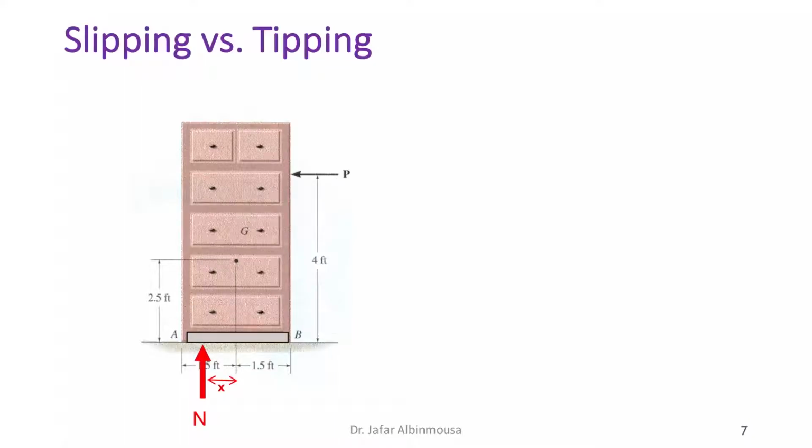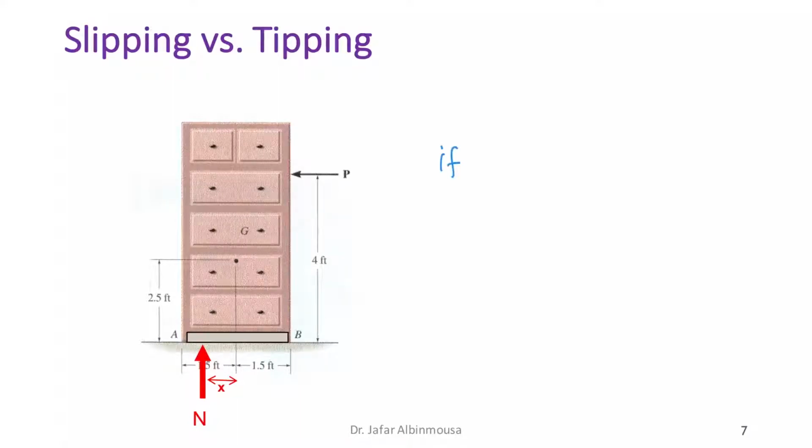Well, first of all, before I start showing you how to calculate this, you should understand that if this chest drawer is stationary and static, nobody is pushing it, it's not moving, then the normal force will be acting in the middle, right here. But once the chest drawer is in dynamic mode, this normal force will shift. And the only way to know if this is going to tip or slip is by this calculation.